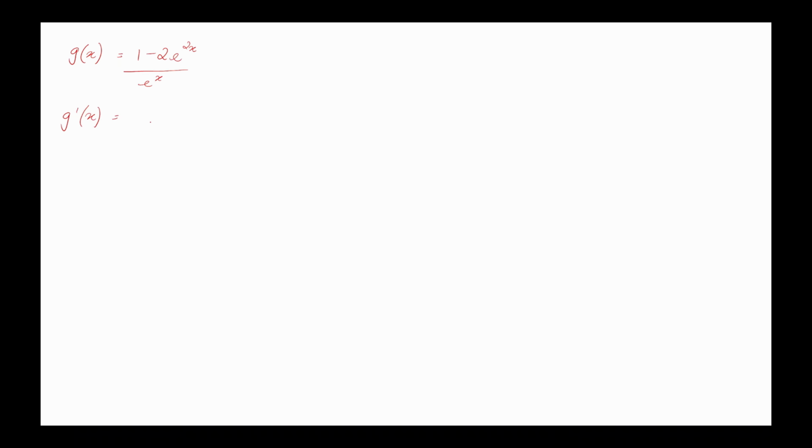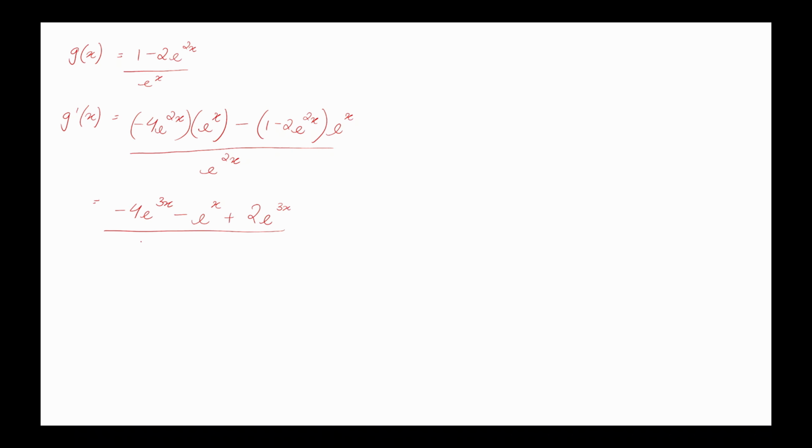I'll have to differentiate it using the quotient rule. So I would have minus 4 e to the power 2x times e to the power x minus 1, minus 2 e to the power 2x and e to the power x multiplied again. And below I'm going to have e to the power 2x. So now if I open this up, what am I going to get? Minus 4 e to the power 3x minus e to the power x plus 2 times e to the power 3x, upon e to the power 2x.